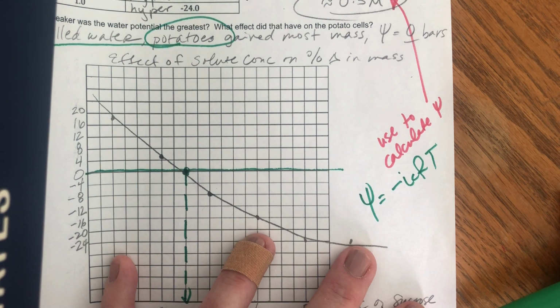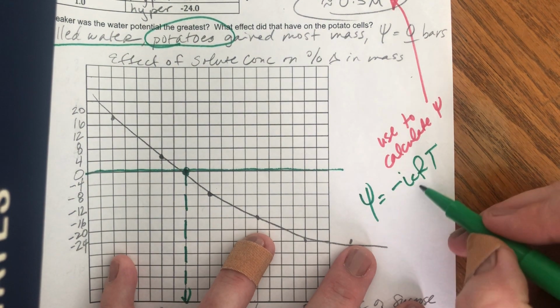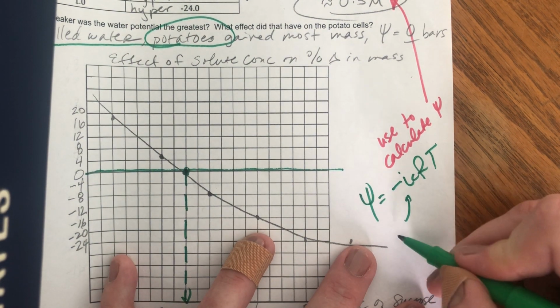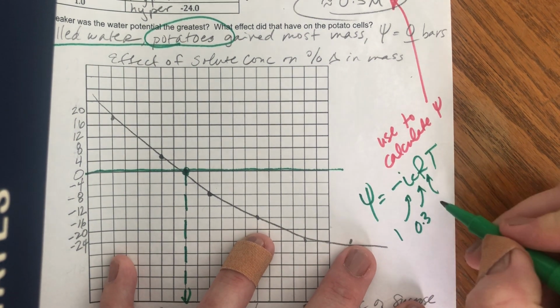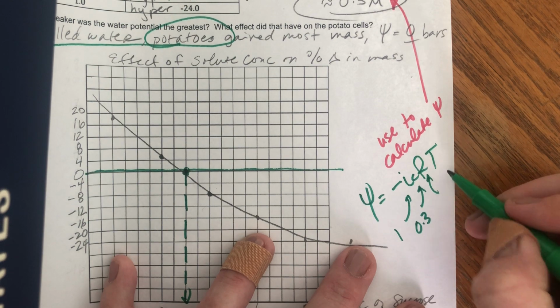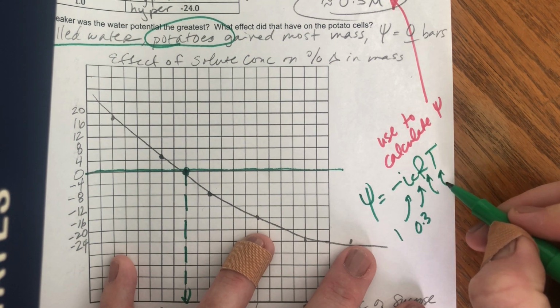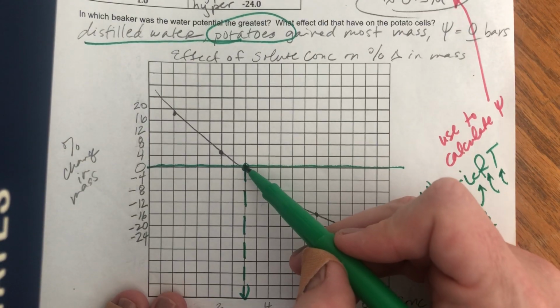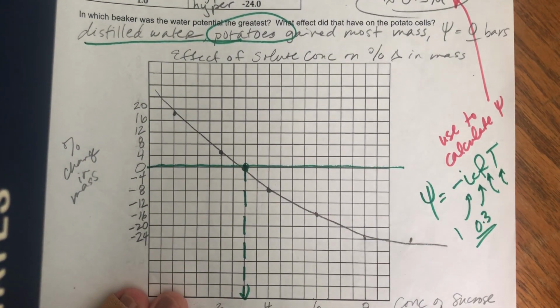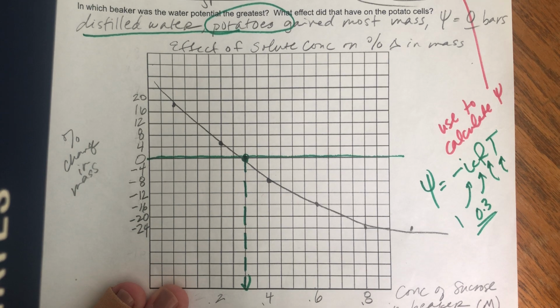the pressure potential. Psi equals negative iCRT. i is going to be 1. C is going to be 0.3. R is the constant, which is going to be given to you. T is probably going to be room temperature, 298 K. You can use that value, we call this the x-intercept, to calculate water potential.